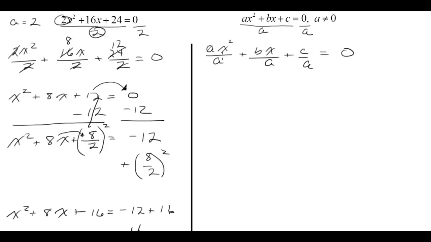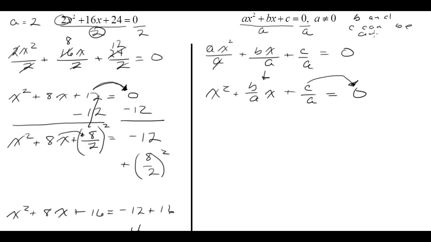All right, this becomes 1, which is the whole point. I now have x squared. And now I have b over a times x. I mean, I just changed that a little bit. Plus c over a equals 0. All right, what did I do last time? I moved the constant to the right-hand side. Well, I'm going to do the same thing here. And I move the constant to the right-hand side. I know this is a constant because b and c can be any numbers. I probably should have said that. Can be any numbers. Doesn't matter.